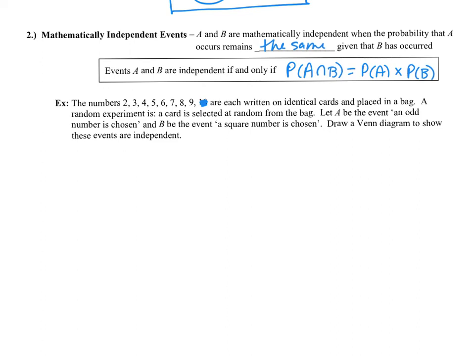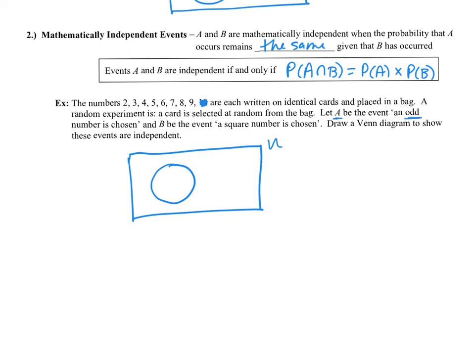So we'll start by drawing a rectangle that represents the universal set. All of these numbers have to be somewhere in our universal set. Then let's draw a circle for event A. Remember, event A is that we choose an odd number. And then event B would be the event that we choose a square number. So now we need to place every one of these numbers somewhere in the universal set.